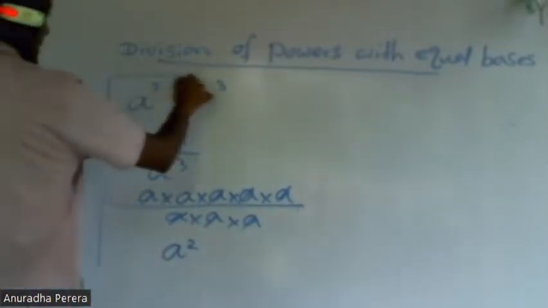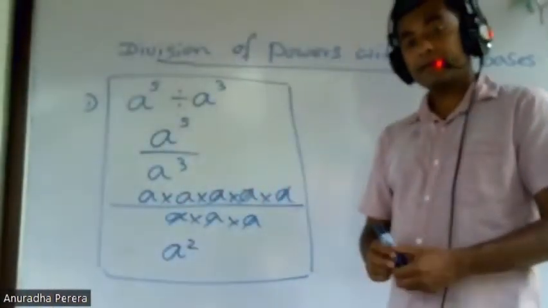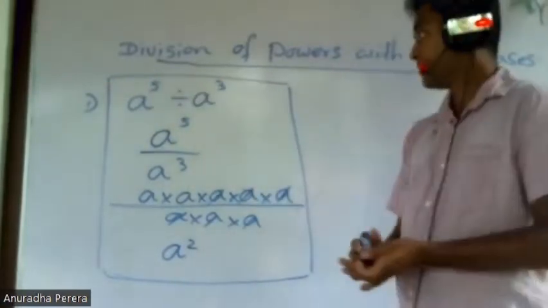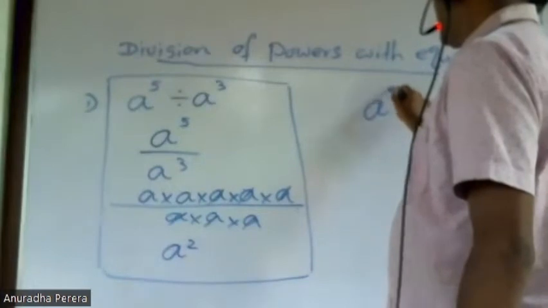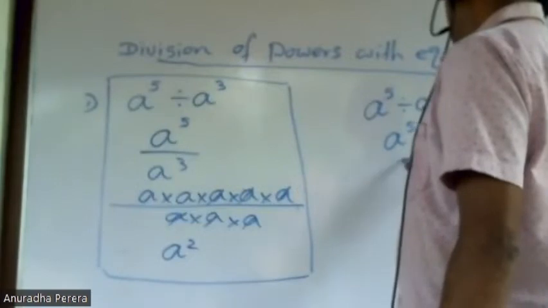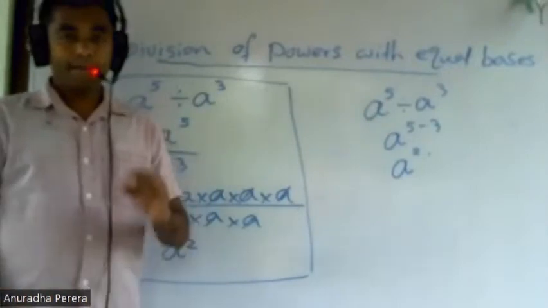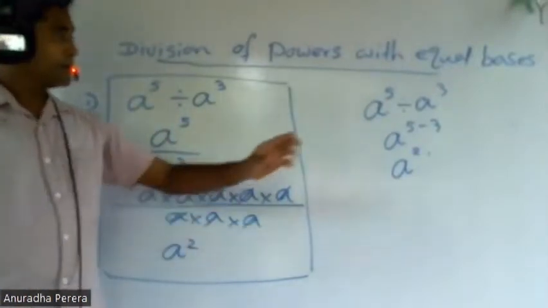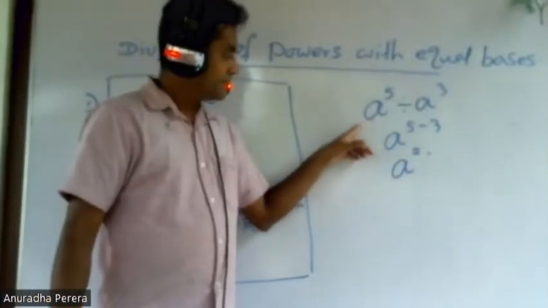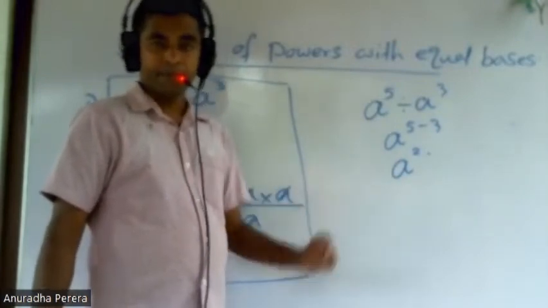If you want to find the answer when dividing two powers with the same base, by subtracting indices, you can find it directly. A to the power 5 divided by a to the power 3, 5 minus 3, the answer is a to the power 2. When dividing two powers with the same base, subtract indices. The base stays the same, it is not changed.